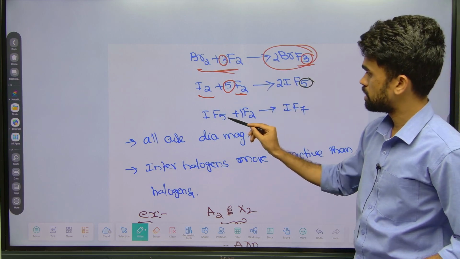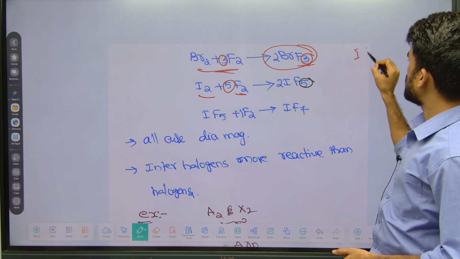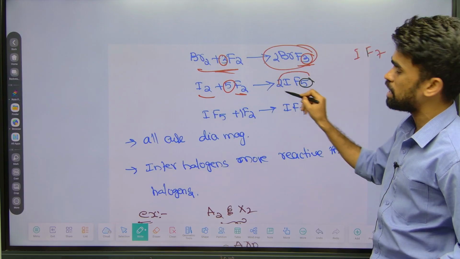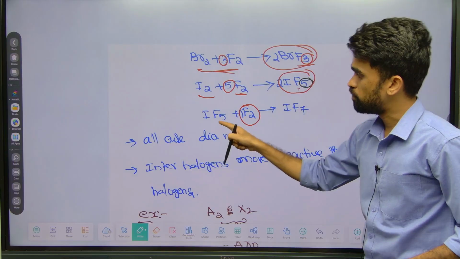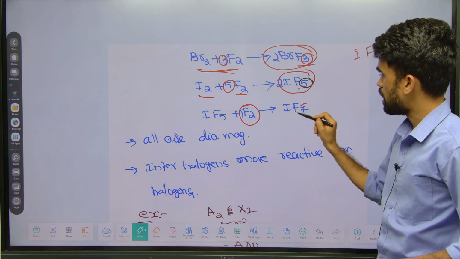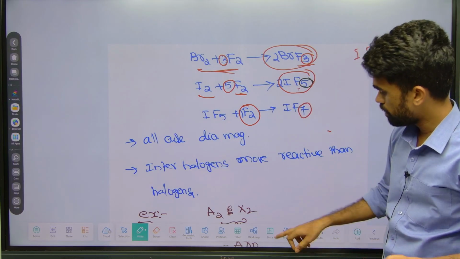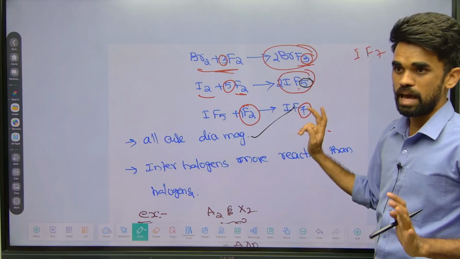Next, in order to prepare IF7, first you prepare IF5. Then treat this IF5 with fluorine. So 5 plus 2, IF7 like this you will get. So all these compounds are diamagnetic.